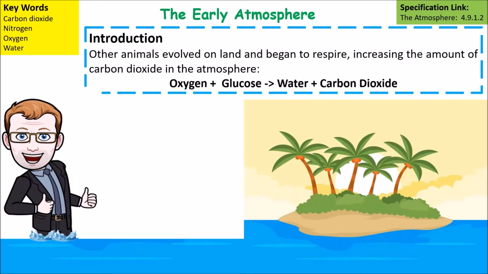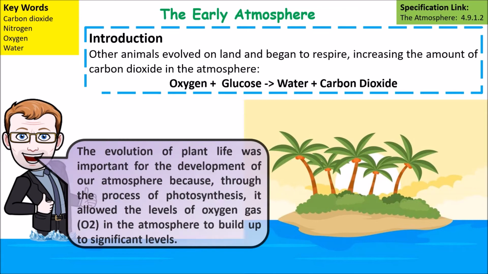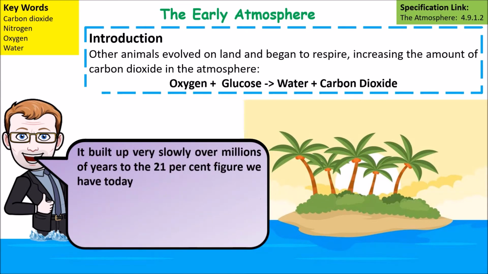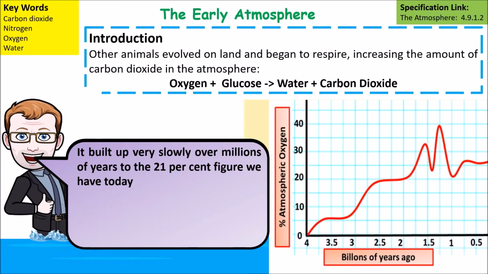Other animals evolved on land and began to respire, increasing the amount of carbon dioxide in the atmosphere. The evolution of plant life was also important for the development of the atmosphere, because they also carry out photosynthesis, so decrease carbon dioxide levels and increase oxygen levels. So it built up very, very slowly over millions of years to about the 21% figure that we have today, although it has fluctuated. This graph clearly shows that atmospheric oxygen levels have increased as time has progressed.